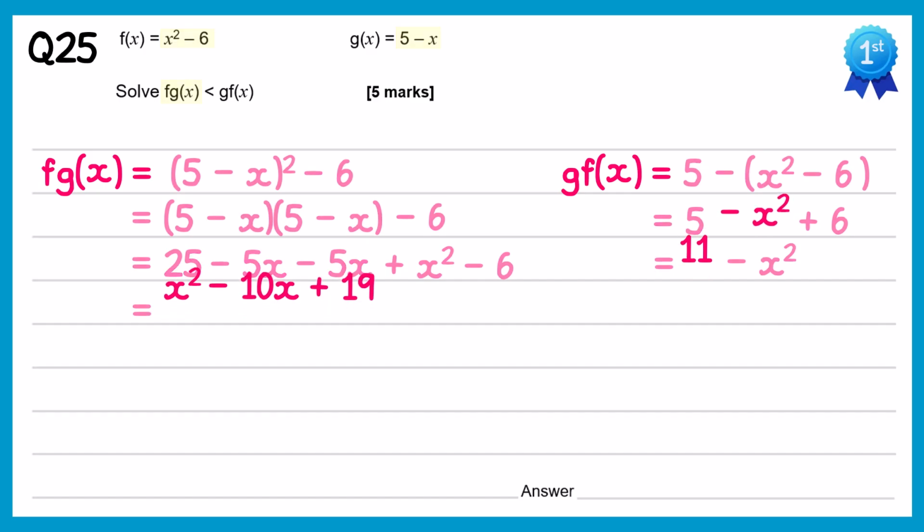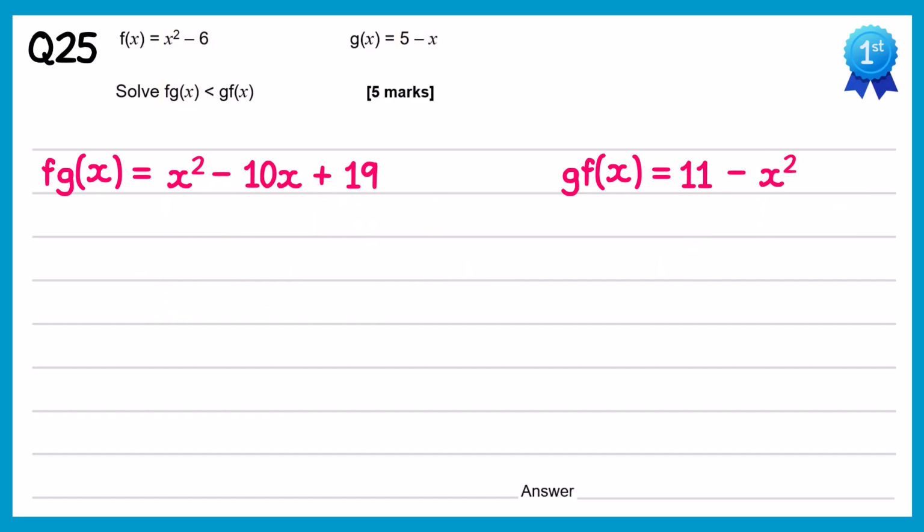So we've now found the functions for fg of x and gf of x. If we look at this inequality here, we've got fg of x is less than gf of x. That's what we're trying to solve. So we can write down fg of x, which is x squared minus 10x plus 19, is less than gf of x, which is 11 minus x squared. Now we need to solve this inequality.